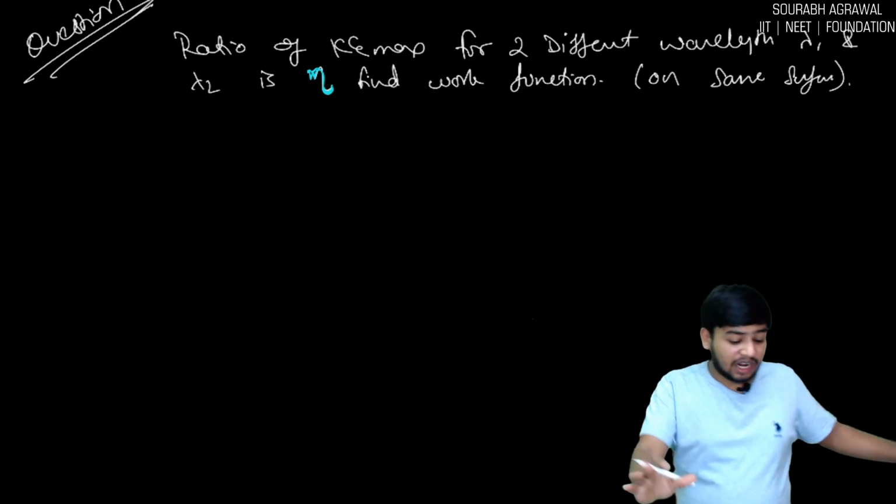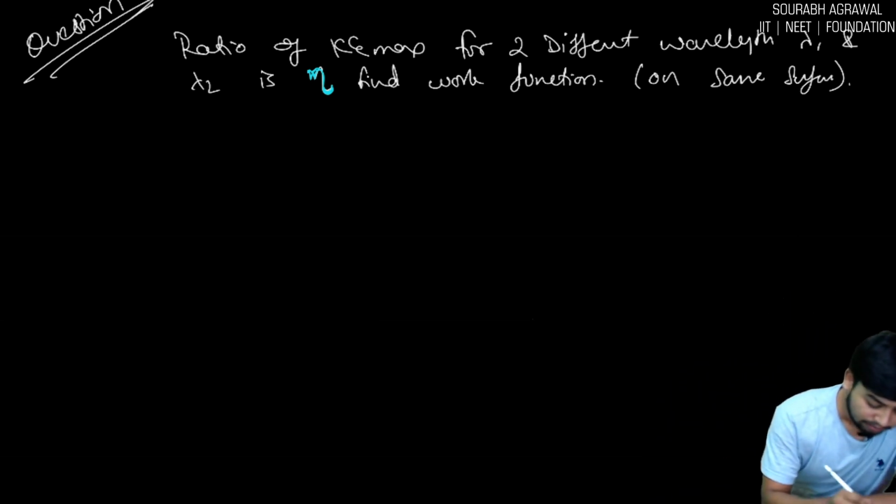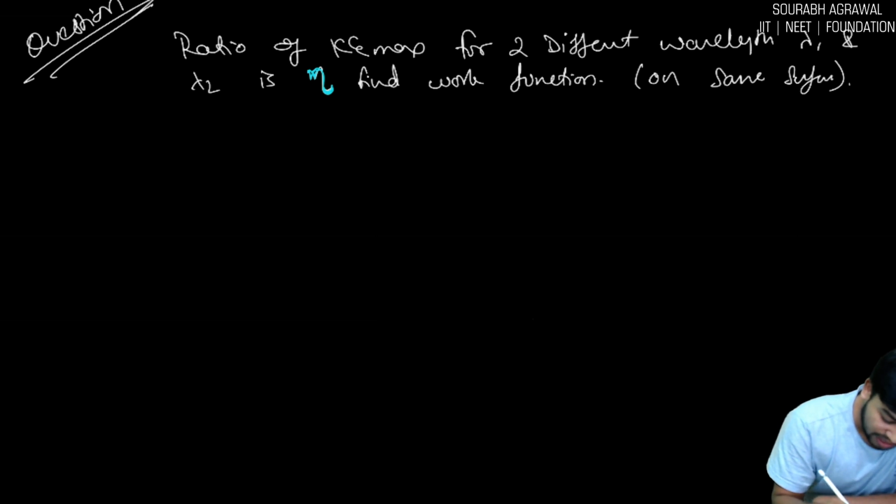Okay, pause the screen and attempt. I am telling you the answer. See, for the first one, what you can write is: the ratio of kinetic energy for two different wavelengths lambda 1 and lambda 2 is eta. For the first one, what is happening?